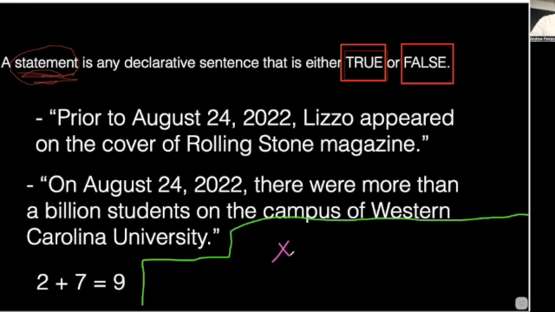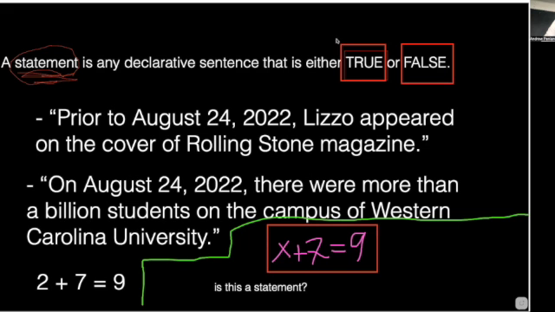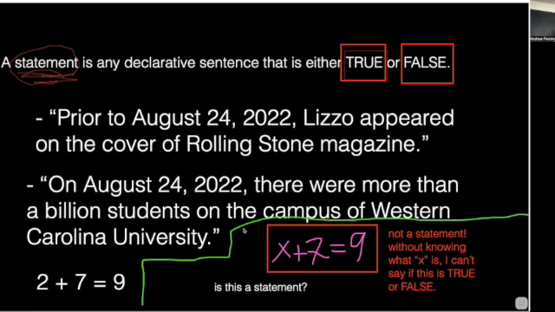What about x plus 7 is equal to 9? Is that a statement? I heard no. Why not? If I said, all right, your life depends on answering this question, x plus 7 equals 9, is this true or false? Can you answer? No, because x doesn't have a value. So this is not a statement because without knowing what x is, I can't tell if this is true or false. And that's something that trips people up. 2 plus 7 equals 9 is a statement, but x plus 7 equals 9 is not.